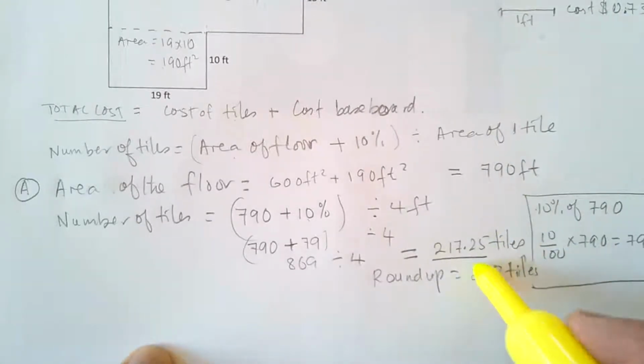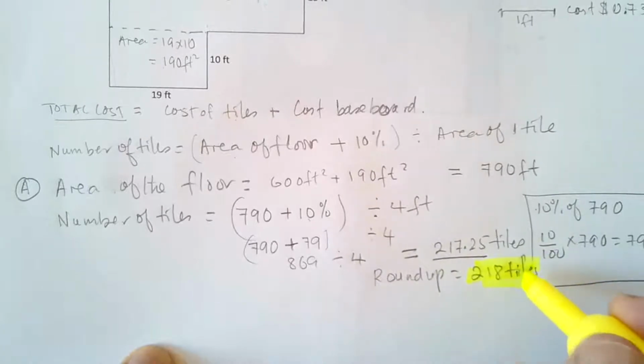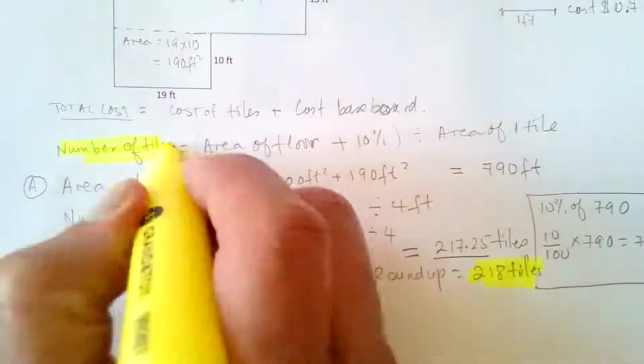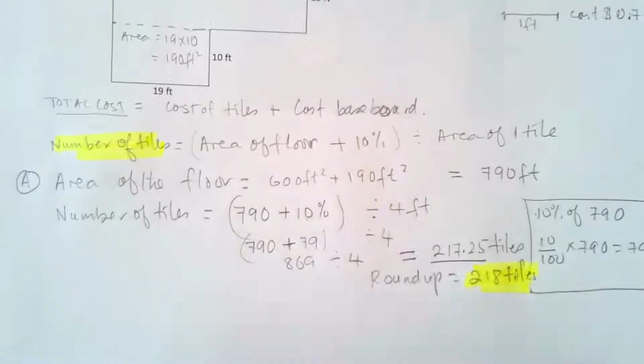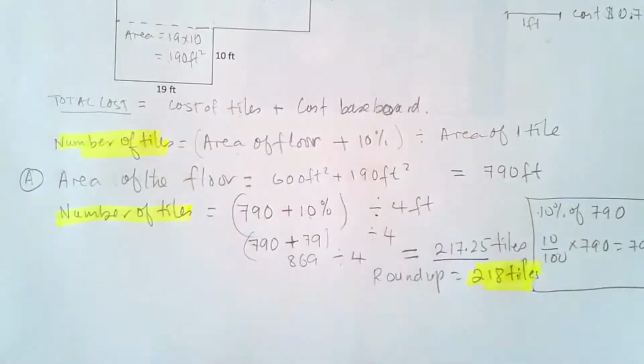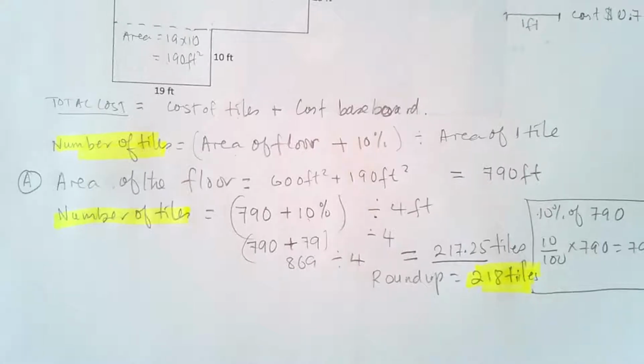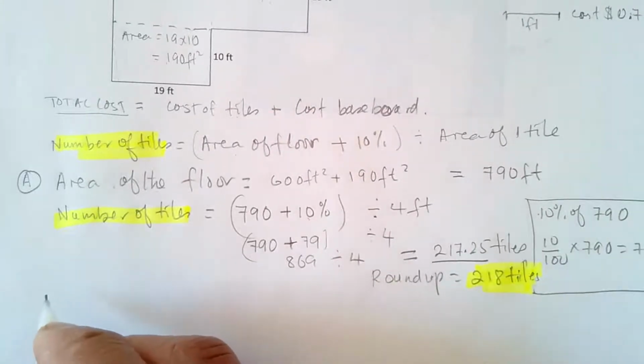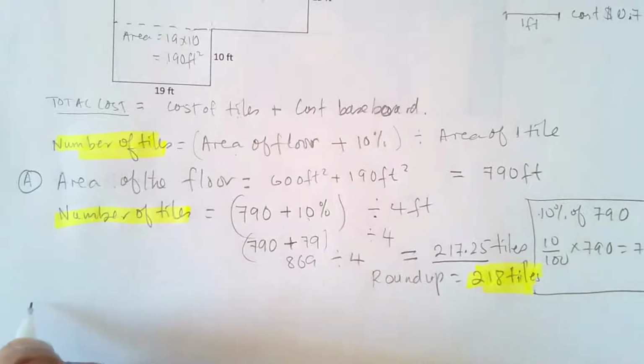So let's highlight that: the number of tiles we need. So we find the number of tiles we need. Therefore, number of boxes of tiles. So let's go B.